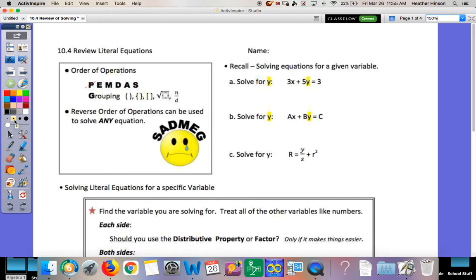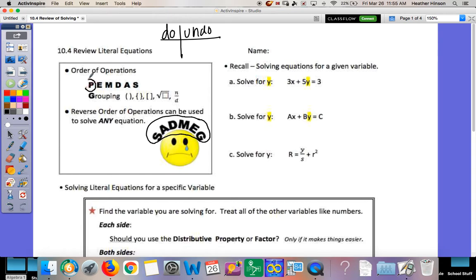Today we're going to look at literal equations. We've done these twice before. We want to review them for you, to make sure you remember how to do them. We've shown you how to do the do-undo table. We've also shown you how to solve these using SAD-MEG, which is just order of operations backward.